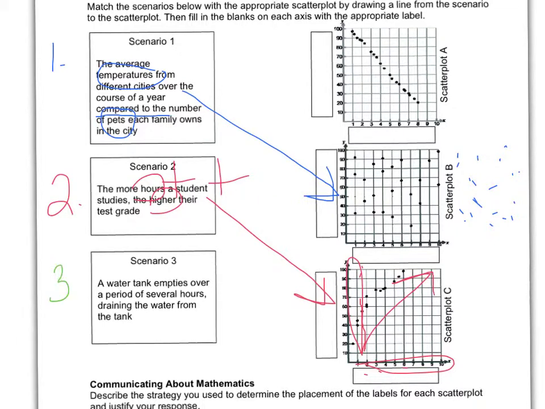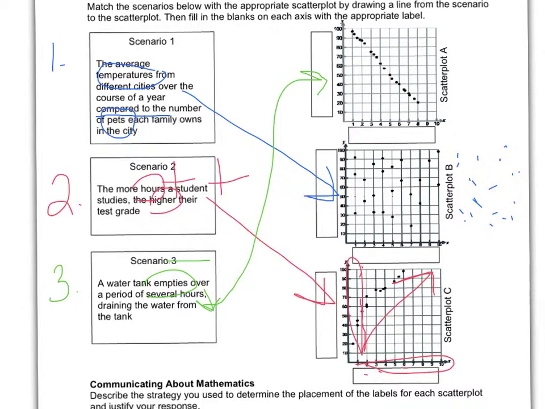Okay, let's go ahead and look at number 3. If the water tank empties over a period of time, what's going to happen in the water of the tank? You need to ask, what does empties mean? Empties means it's going to go away, or it's going to drain. It is a negative. So as time increases, your data is going to go down, which is a negative correlation. So problem number 3 matches this graph right here, scatterplot A.